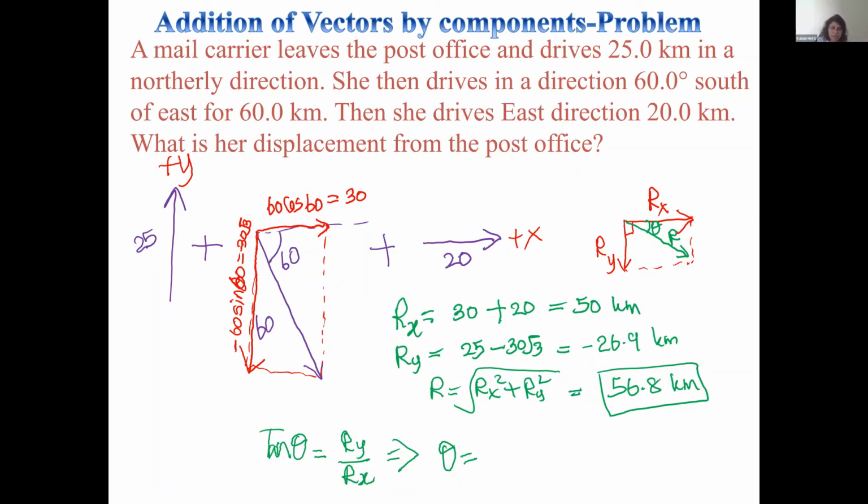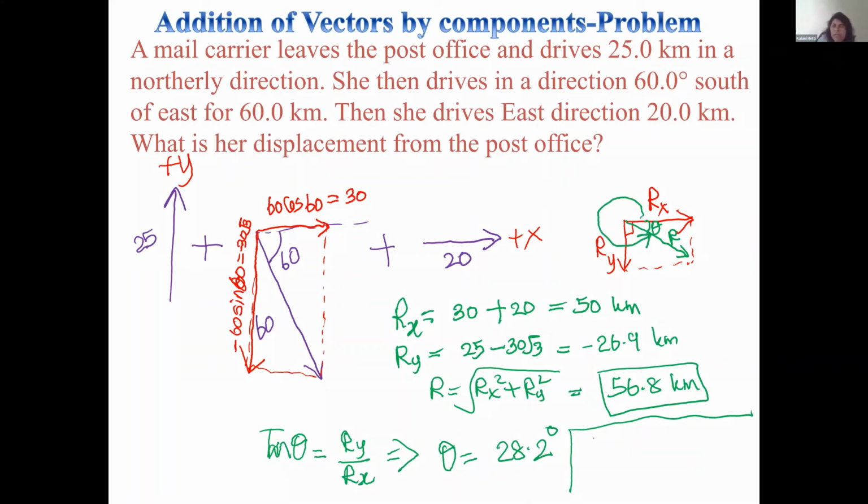Ry is 26.9 divided by 50, and half of 10 of that. So that's 28.2 around, so 28.2 decrease. So now this is the important thing that I mentioned: give it with respect to the positive x-axis. That means I need the angle of this one.